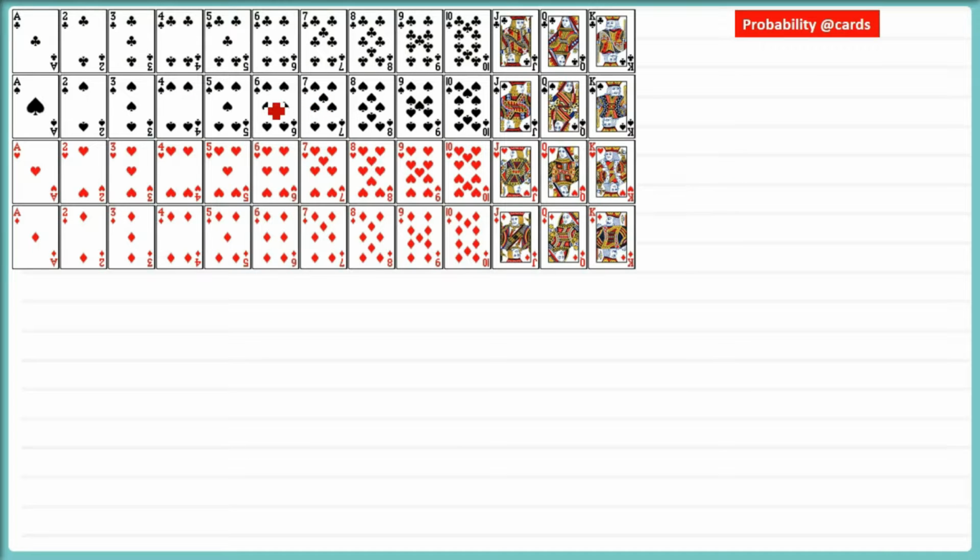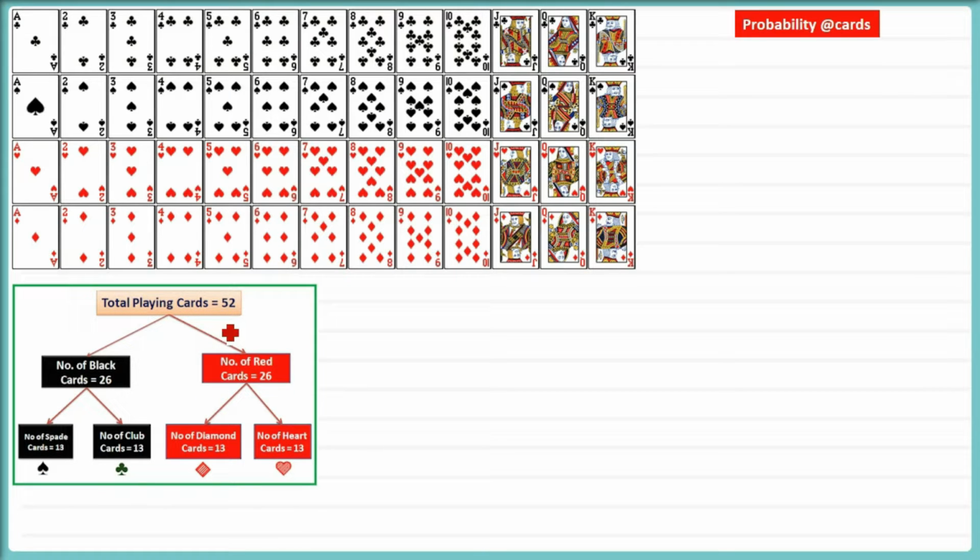In probability, mostly the cards questions are asked. So before that, we need to understand what cards means. If you don't know about the cards, let's understand it. We call it a deck of cards or simply cards. So this is the whole picture of the cards which you will find in a deck of cards.